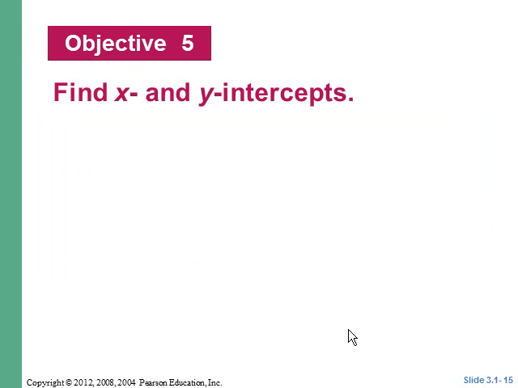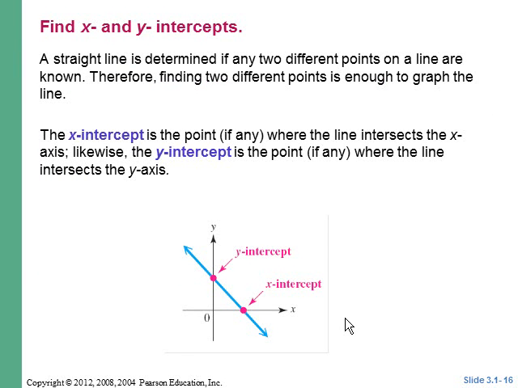We use the standard form to find x and y intercepts. A straight line is determined if any 2 points on the line are known. So if you have 2 points, you can make a line. The x-intercept is the point, if any, it doesn't have to, but it usually does, where the line intersects the x-axis. The y-intercept is any point where it intersects the y-axis.